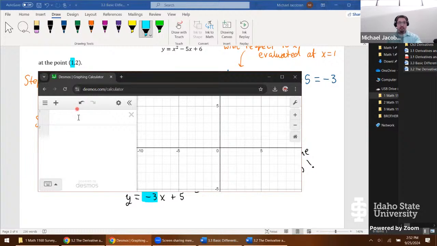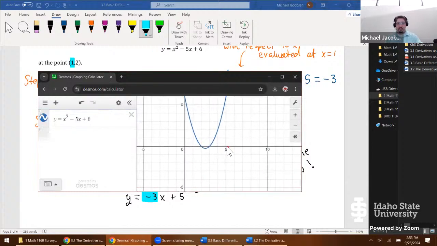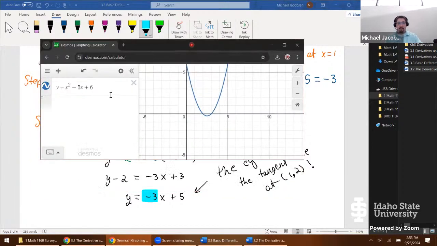Plug in your original function, y equals x squared minus 5x plus 6. So we have a nice degree 2 polynomial there. Then after that, on the second line, plug in your tangent line equation, y equals -3x plus 5. Go to the point 1, 2, where the tangent lines should intersect. Let's see, there it is, 1, 2, looks like a real point of intersection.